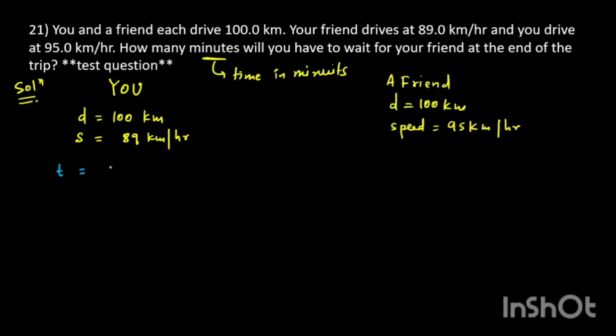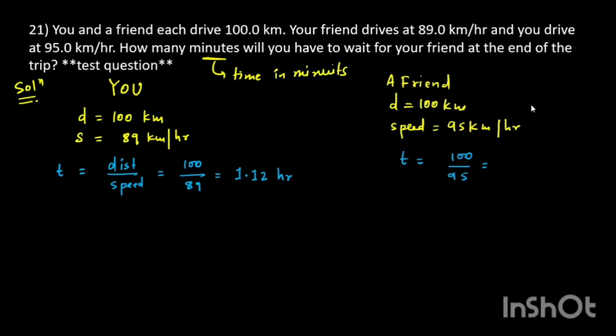So time is going to be distance upon speed. Here distance is 100 kilometers, speed is 89 kilometers per hour. Here again time is going to be 100 upon 95. So when you solve this, 100 by 89, tell me what is going to be. And similarly 100 upon 95 as well. 1.12 for 100 by 89. That is going to be 1.12 hours. Remember this unit, hours.